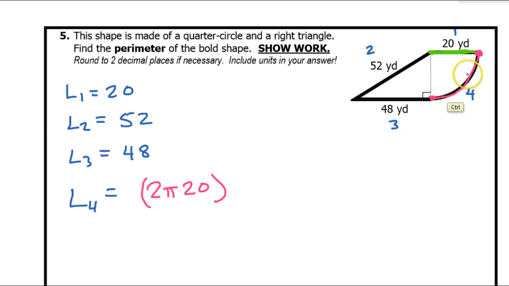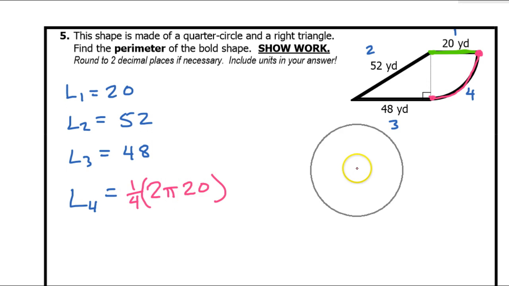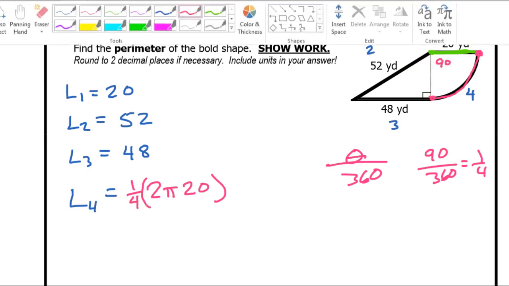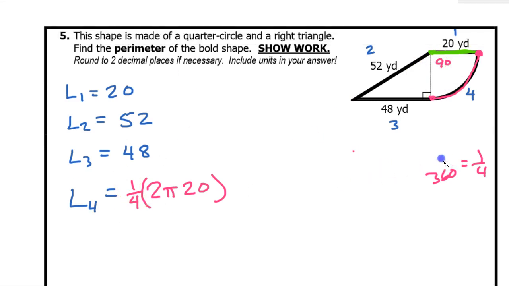But what we have is only a portion of the circumference. It is 1/4 of the circumference. So I'm going to go ahead and do 1/4 right here. If you're trying to use some kind of a formula where they have theta over 360, well, theta is 90 degrees right here. So if you just blindly use the formula and do 90 over 360, guess what? That's 1/4. But common sense, you can just tell this is a quarter of a circle, so 1/4 of the circumference will be needed.